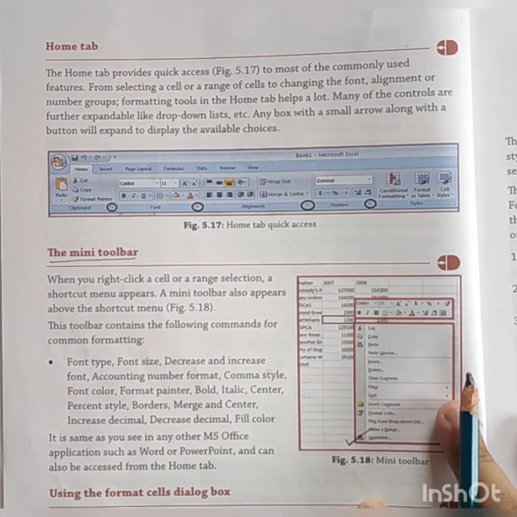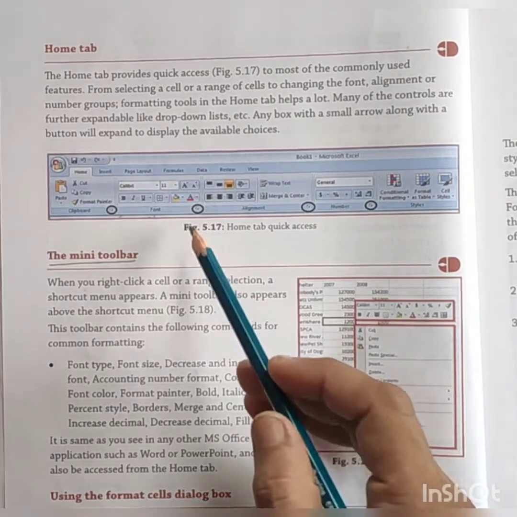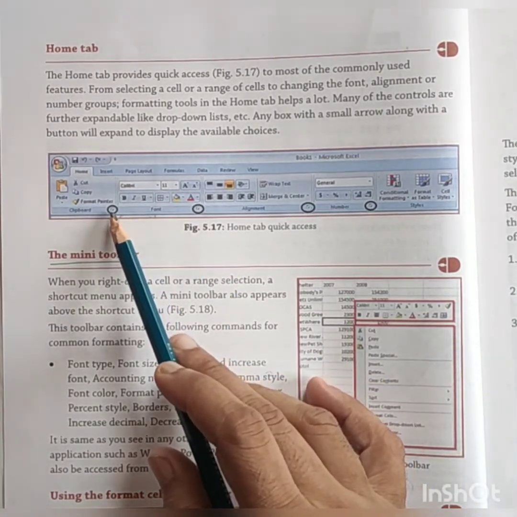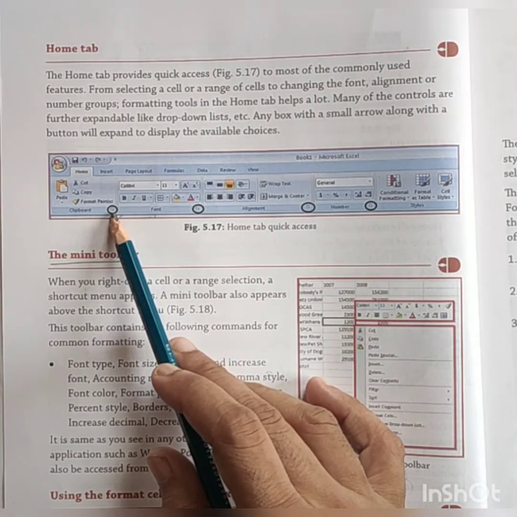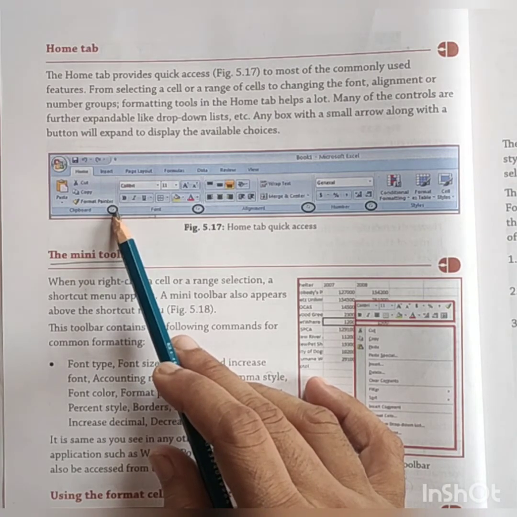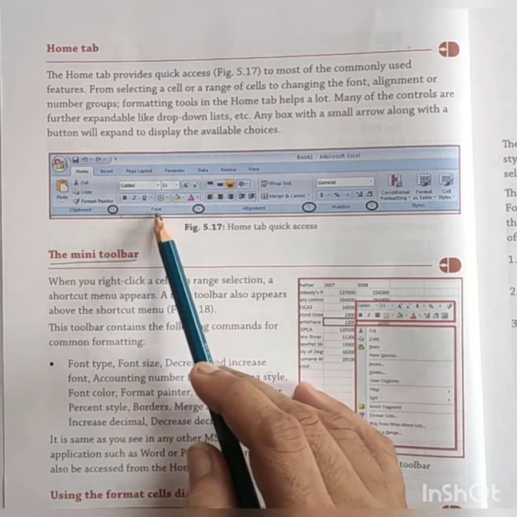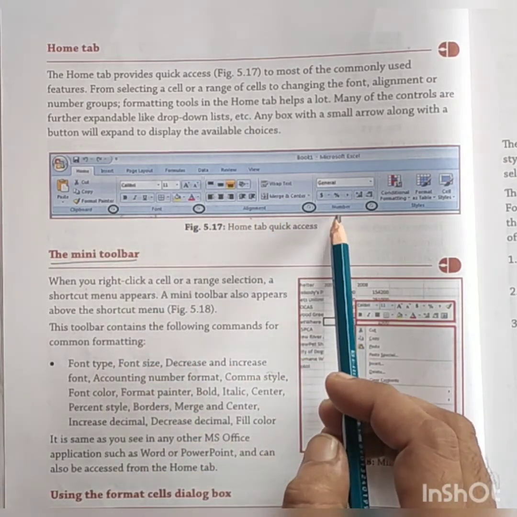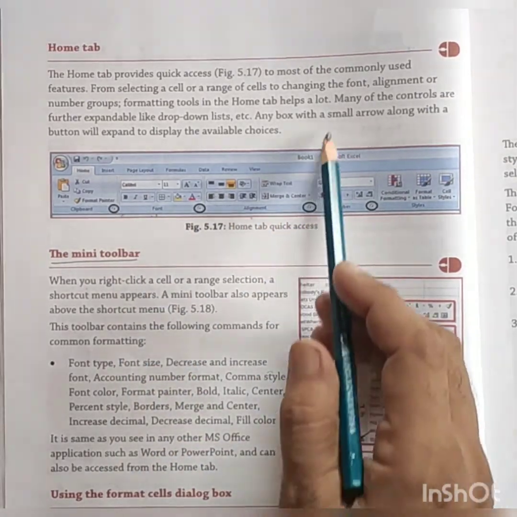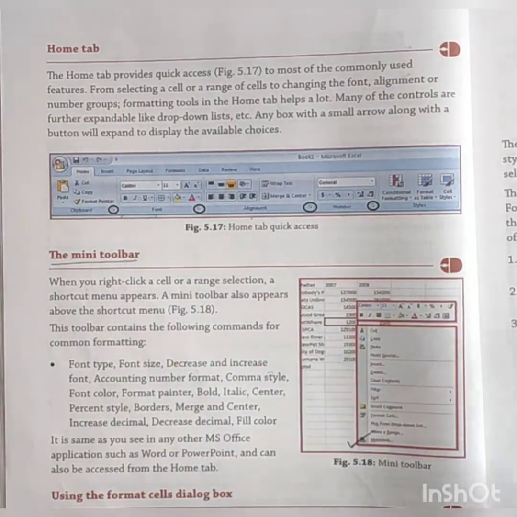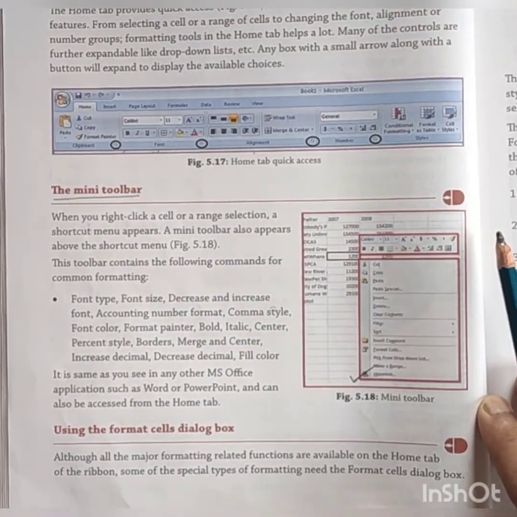So first option is the Home tab. When you open any application, for example here Excel, we'll get the default one, which is the Home tab. In the Home tab we'll get the options: clipboard, font, alignment, number, styles. So these are the most commonly used features. From here we'll get the formatting tools.